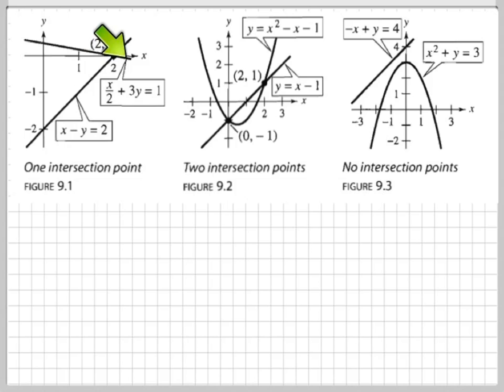Now, these are not parallel, obviously. They cross at one point. Therefore, they have one solution. They have one intersection point. Okay? Linear equations can also have many solutions, and that's if they're the same line, because they lay on top of each other.